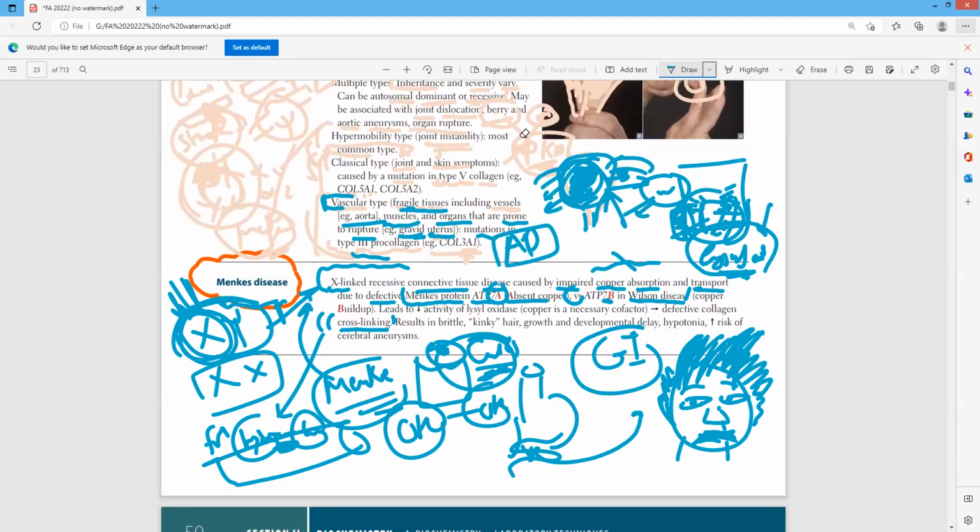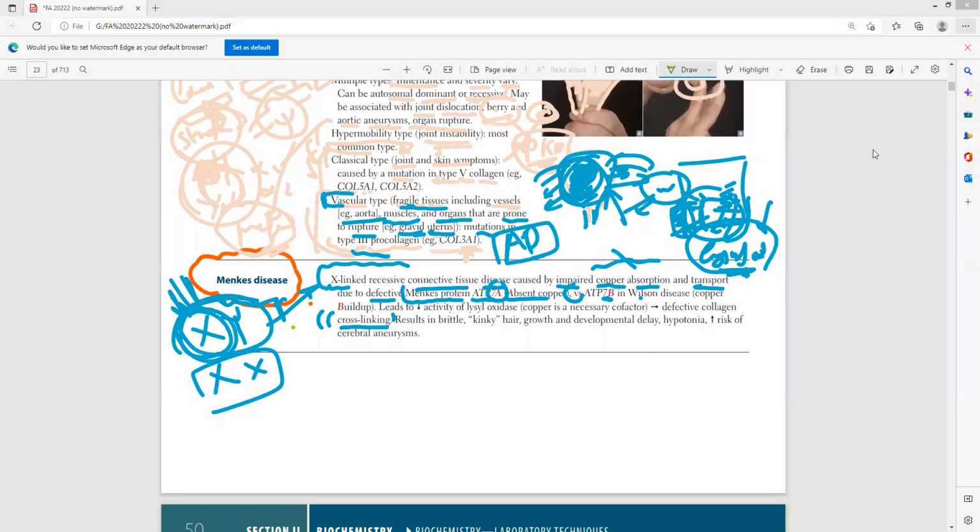So copper is a necessary cofactor. Defective collagen results in brittle, kinky hair. You will have a problem in cross-linking. It decreases the activity of lysyl oxidase because copper is a necessary cofactor. So you have defective collagen cross-linking. You will have absent copper: you cannot absorb it, you cannot transport it.